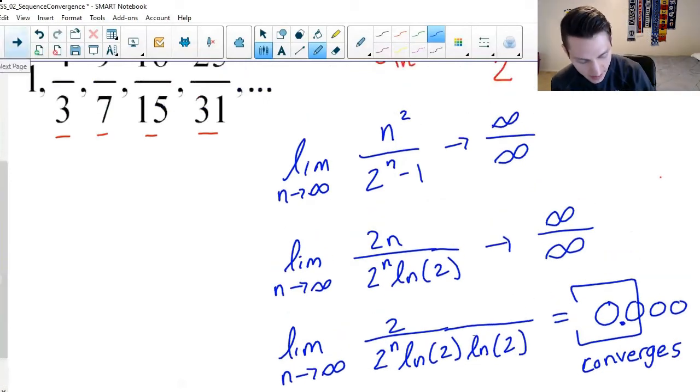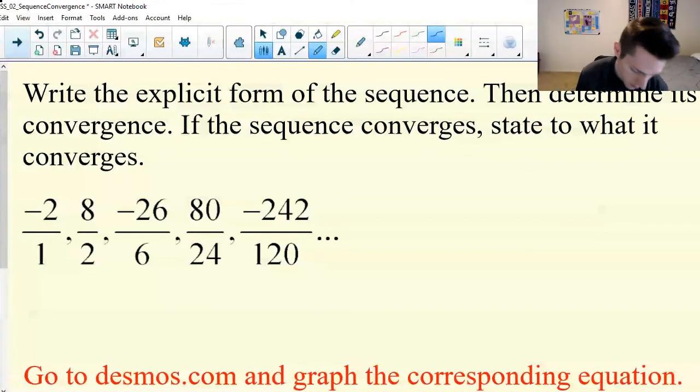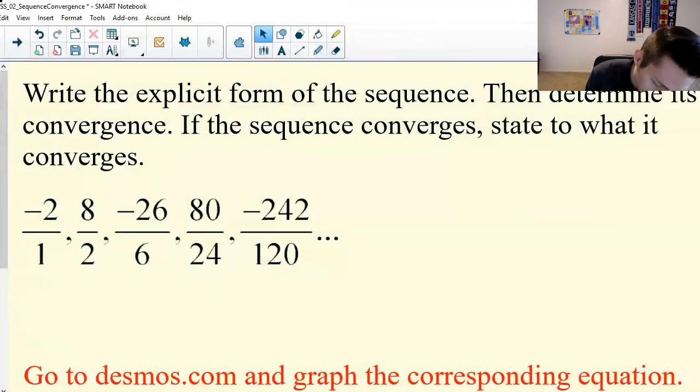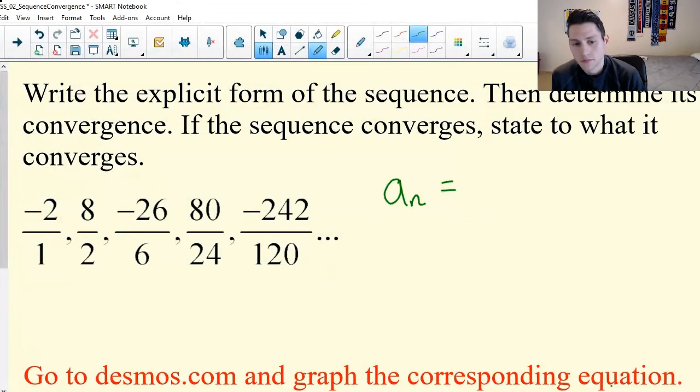Okay. So last one of these. I know we've done a lot of them, but I want to just get in a good habit of recognizing the patterns and then also just practicing using the limits. But this one's tricky. Okay, so I've got very different things going on. My numerator is not only just changing, it's also alternating between positive and negative.